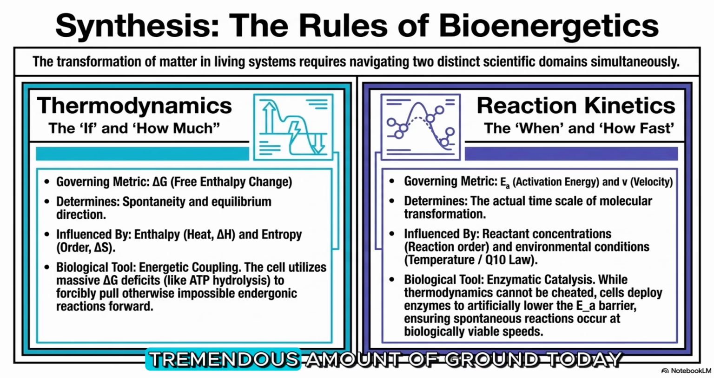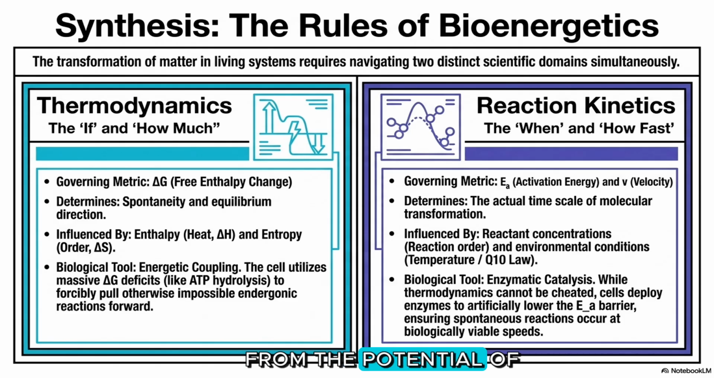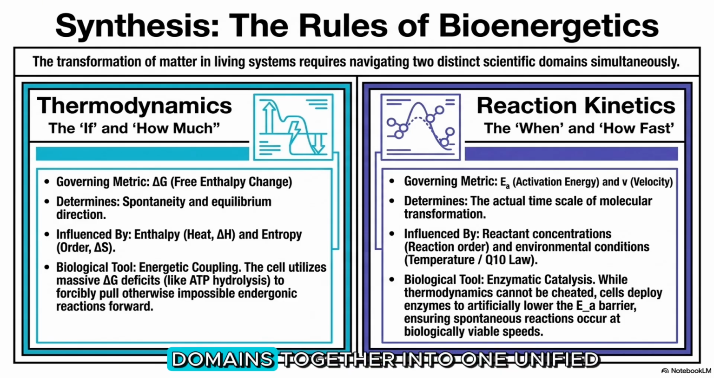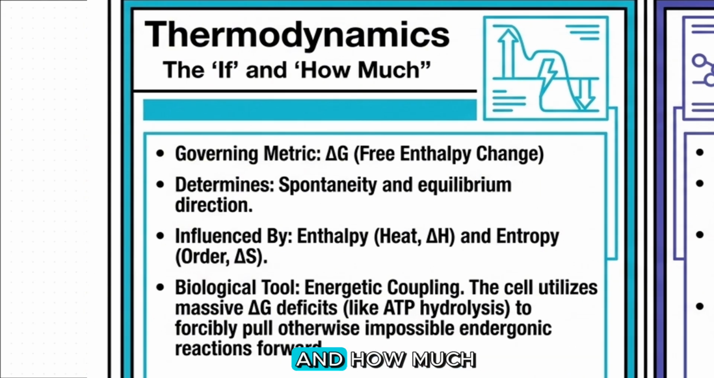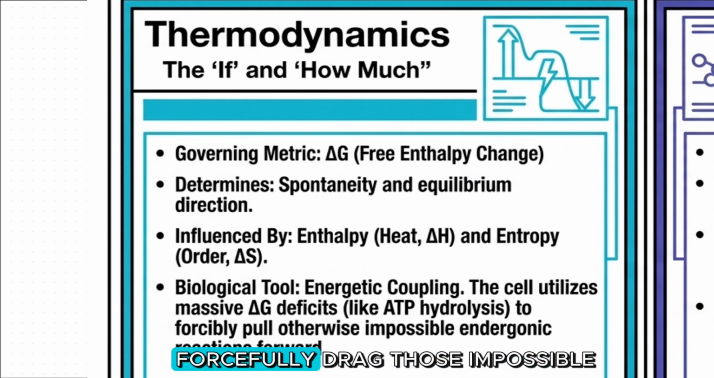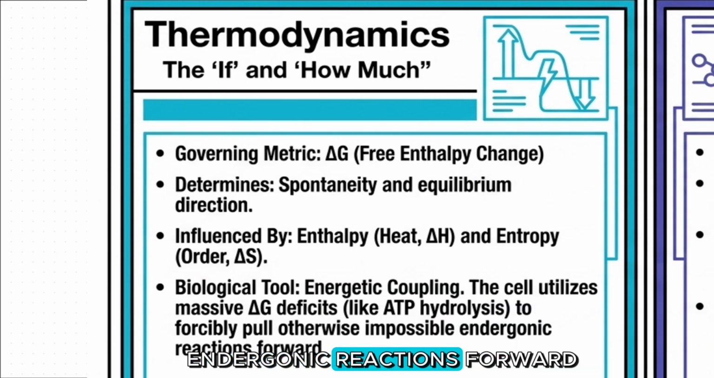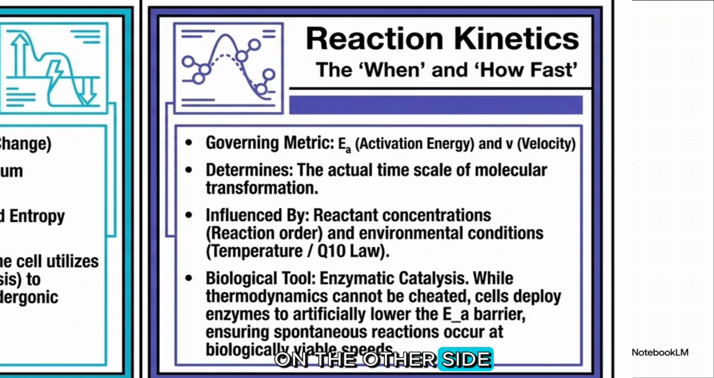We have covered a tremendous amount of ground today, from the potential of electrons to the speed of molecular collisions. Let's bring these dual domains together into one unified biological framework. On one side, thermodynamics represents the if and how much. It relies on the free enthalpy change to determine spontaneity, utilizing energetic coupling to forcefully drag those impossible endergonic reactions forward. On the other side, reaction kinetics represents the when and how fast.